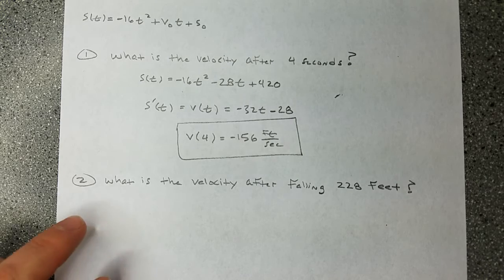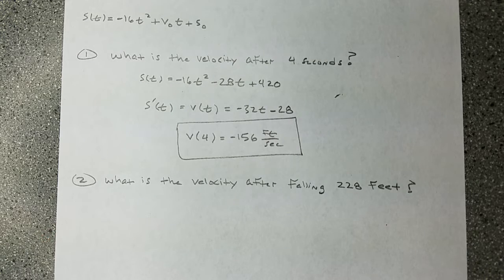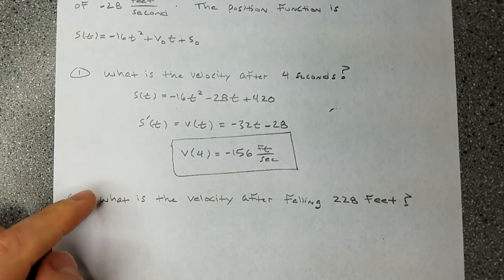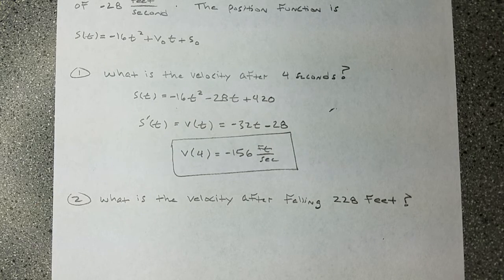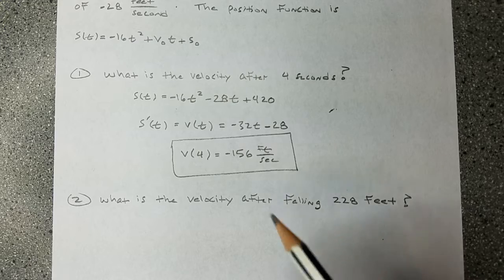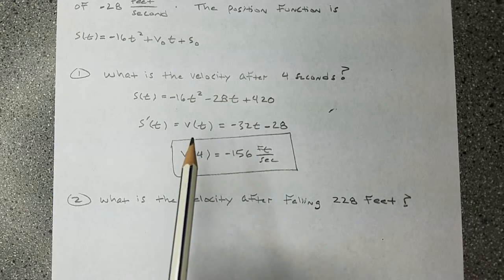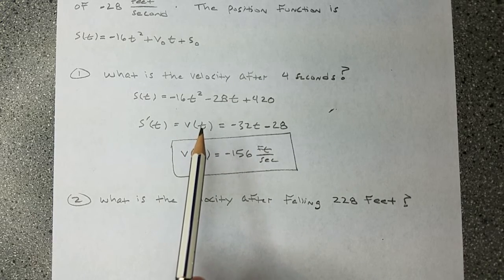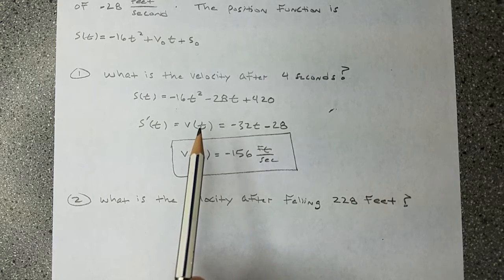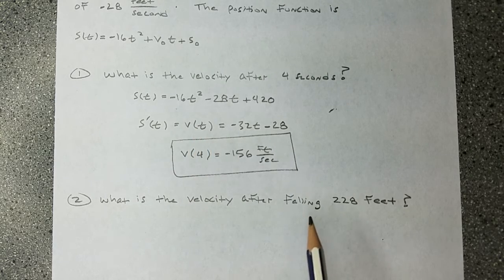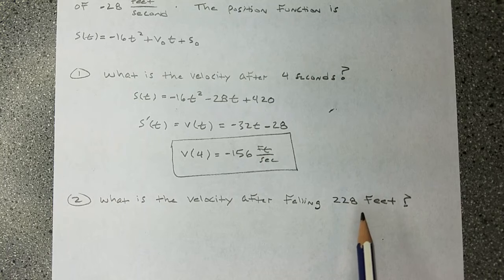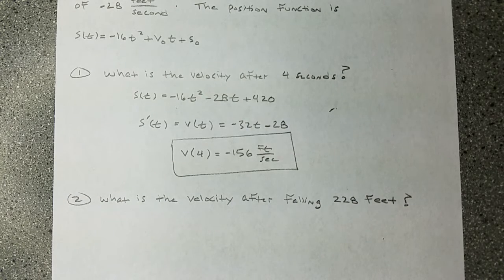And now this. What is the velocity after falling 228 feet? Okay, well this one does take a little bit more thinking. What's the velocity after falling 228 feet? So let's think of it like this. To know the velocity at all, I have to know what time you're talking about. So when you say that it fell 228 feet, then it doesn't tell me the time. So I got to figure that out.